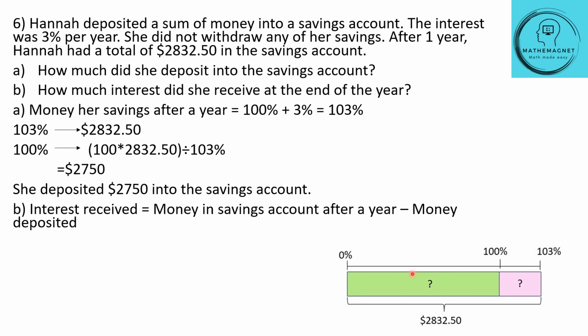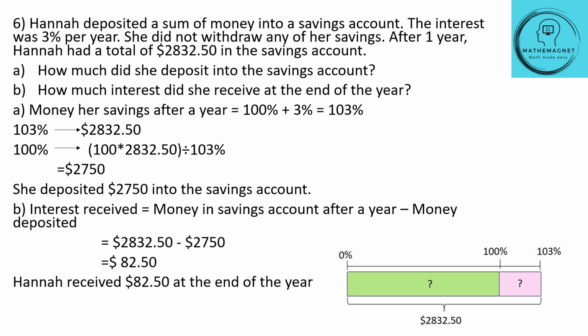Now question B, how much is the interest she received? Now that we know this and we know the total amount was 2,832.50, we can simply subtract 2,750 from 2,832.50, which will be equal to $82.50. So Hannah received $82.50 as interest at the end of the year.